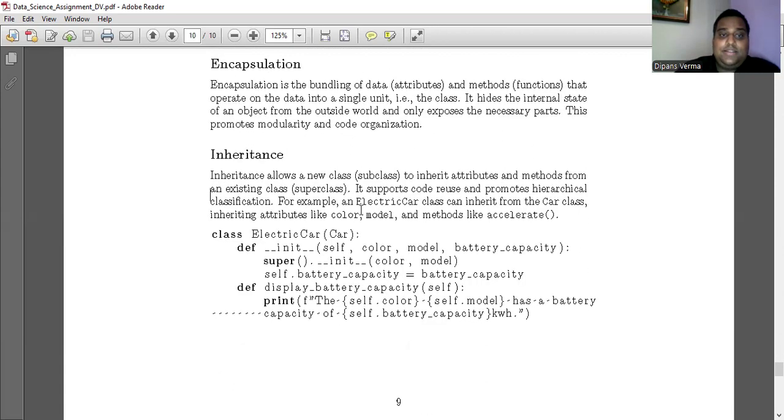So coming to inheritance, it basically allows a new class, the subclass, to inherit attributes and methods from an existing class, the superclass. So it supports code reuse and promotes hierarchical classification. For example, say I have defined a car class. Now I will define a new class that inherits, carrying the characteristics from its car class.